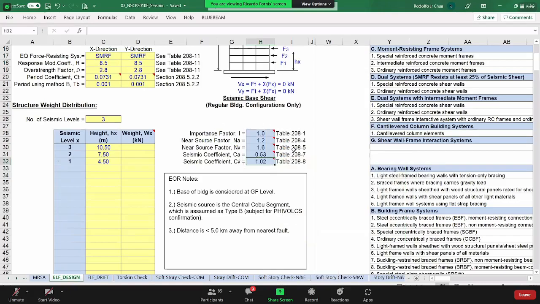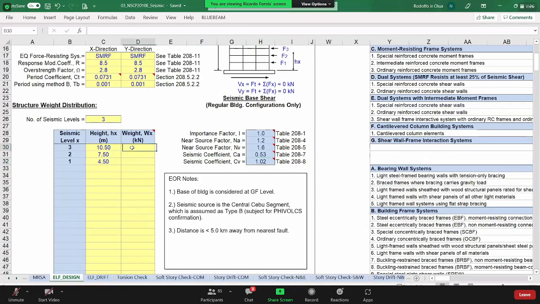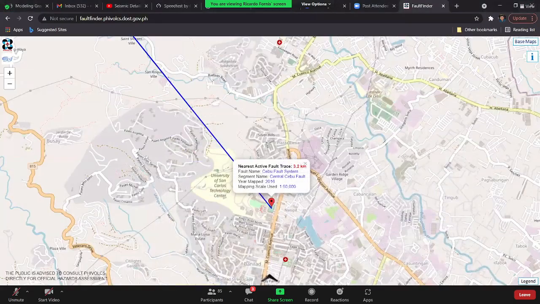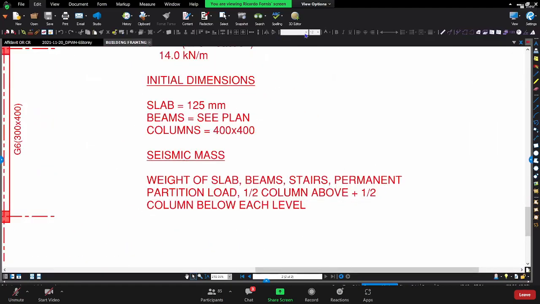So this is the acceleration part, no? To determine the coefficients and the factors to calculate the acceleration. Now let's go for the weight. So for the weight, as discussed earlier, the seismic weight or seismic mass should include the self-weight of the slab, beam, stairs, permanent partition load, and then for each level, you should consider 1/2 the column above that level and 1/2 column below that level.